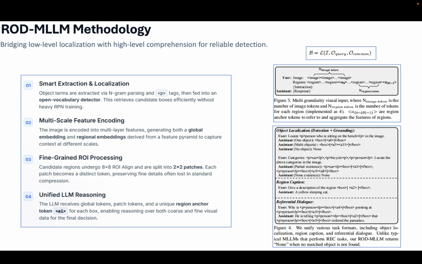Next, for every detected region, the system creates region tokens. Each region is represented not by one token, but by 4 separate tokens. This is what they call multi-granularity. So these 4 tokens correspond to finer patches inside the region, capturing more detailed information. And then we add a region anchor token for each region, like A0 or A1. These tokens belong to region 0, this belongs to region 1 or 2. So the LLM receives the global image token, the detailed region tokens, and the anchor token, so they link everything together.